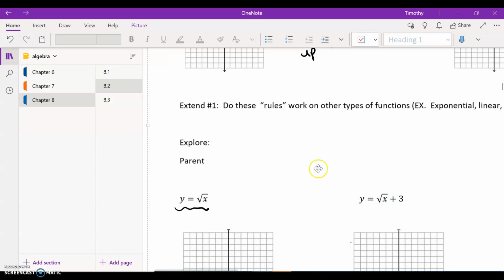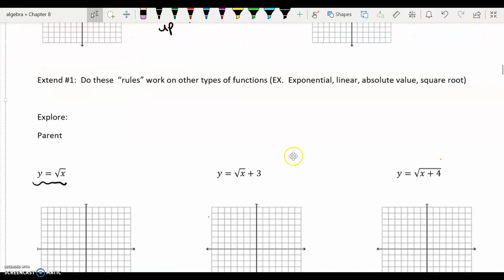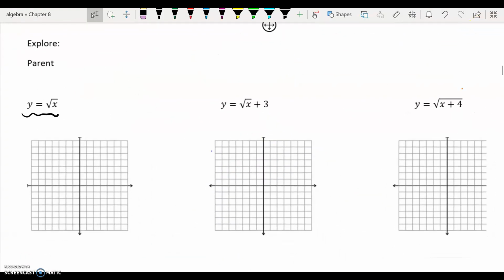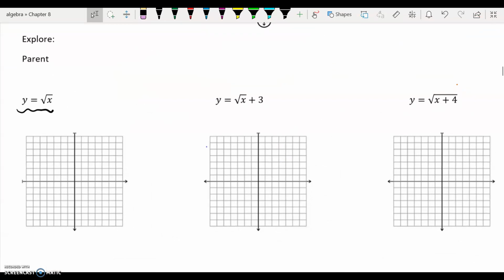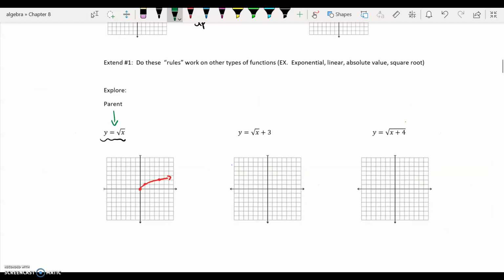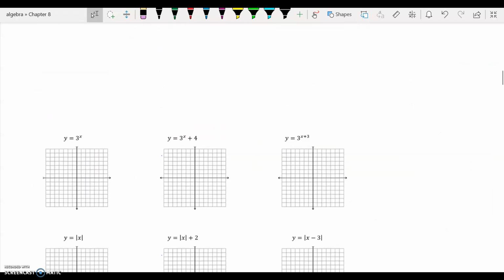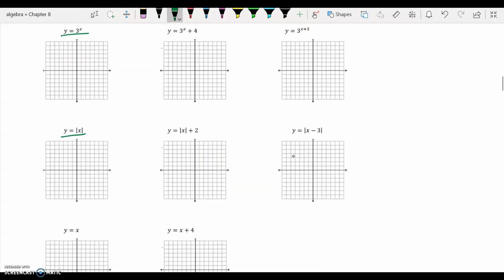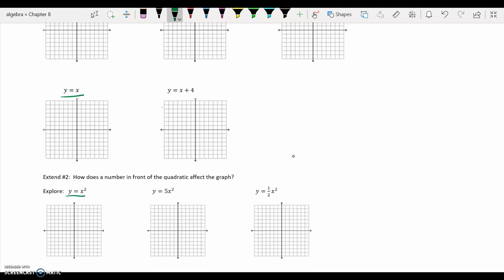So I'm going to go back to this and graph my parent function. So 0, 0 is where it started. I went to 1, 1, and then 4, 2. So you guys would graph it. That's what we're basing everything off of. So the first one is always going to be the parent function. So whenever you do the rest of these, your parent function is always the first one. So that's what we're basing everything off of. I'm just showing you what the last page looks like.